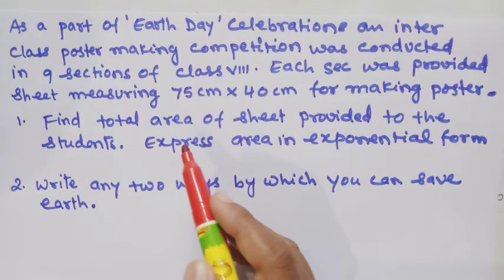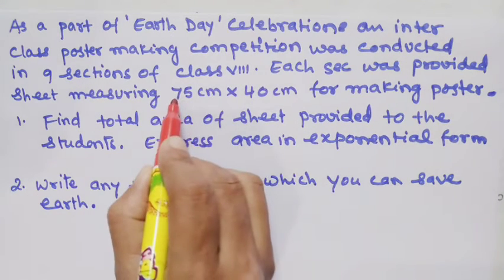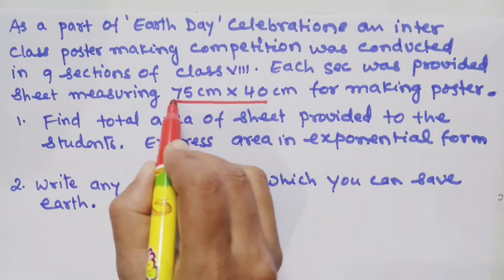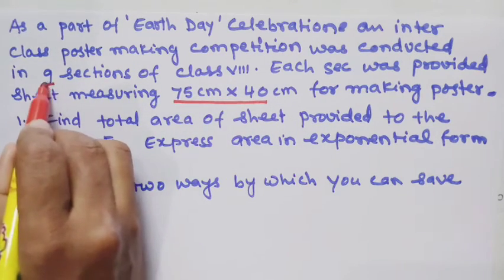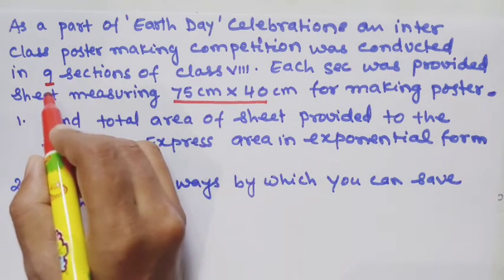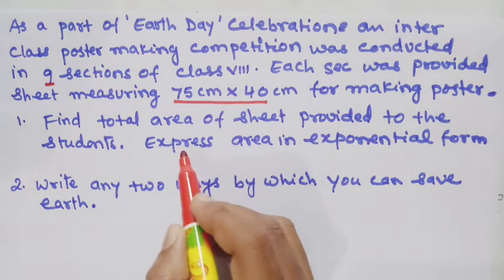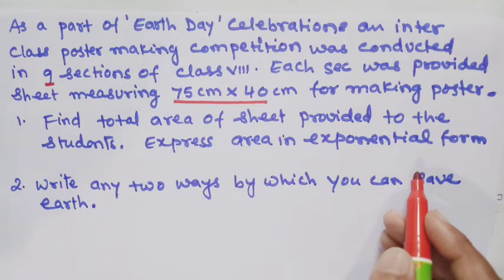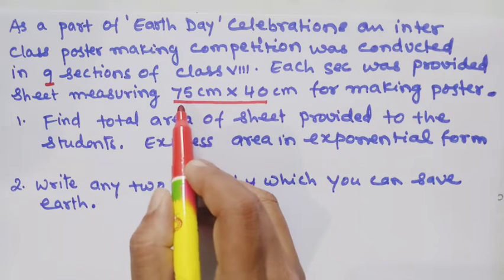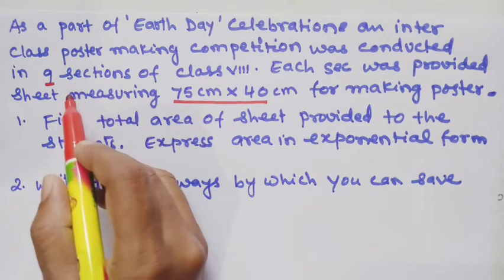Now what you have to do is find the total area of the sheet provided to the students. See, this much sheet was provided to one class. So how many classes were there? One class means one section. Now there are 9 sections. So total sheet provided will be this much multiplied by 9. These type of sums you have already done. What is new here? You have to express the area in exponential form. How will you get the area first? Area will be the amount of sheet given to one section multiplied by the number of sections.